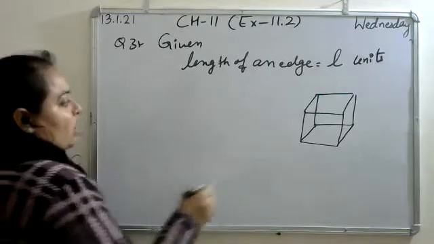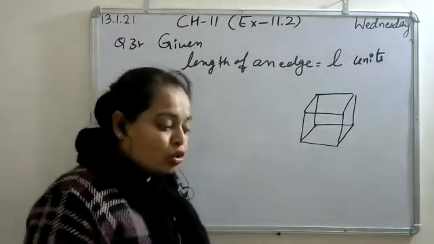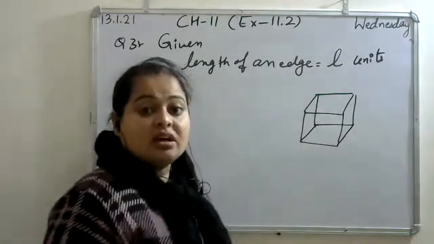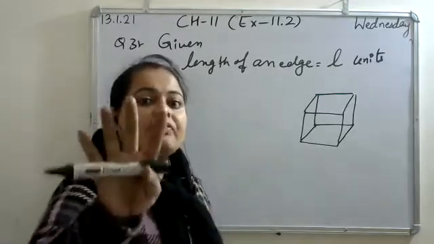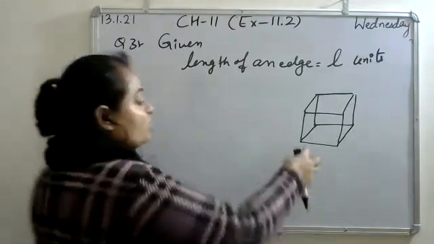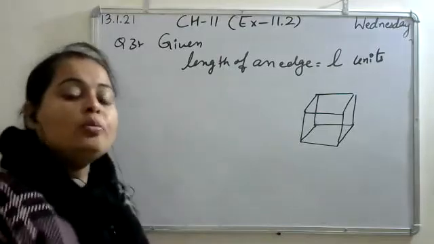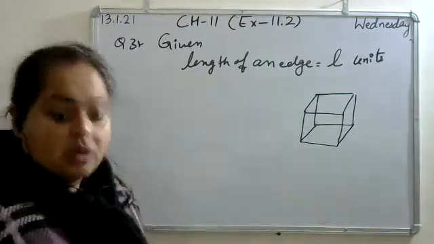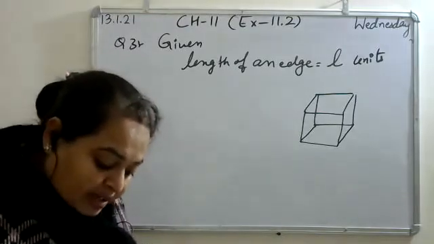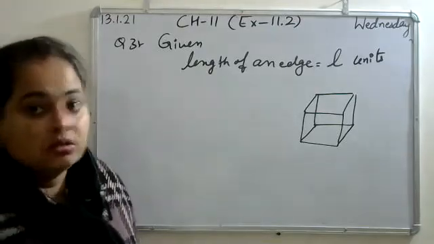Okay? Because the question is based on a cube. The question is not based on a square. In a square we have 4 sides, but this question is based on a cube. In a cube we have 12 edges. Fine. The question is to find the total length of the edges.